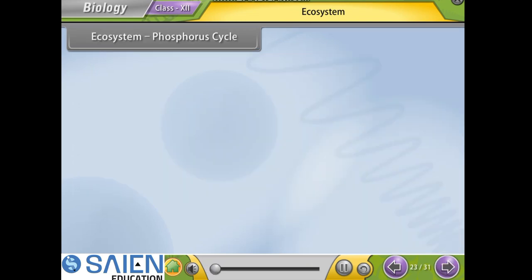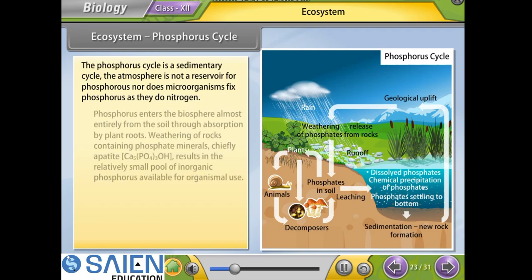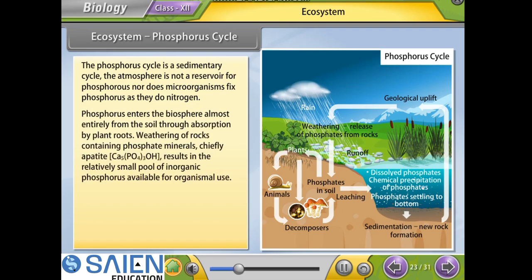Ecosystem, Phosphorus Cycle. The phosphorus cycle is a sedimentary cycle. The atmosphere is not a reservoir for phosphorus, nor do microorganisms fix phosphorus as they do nitrogen. Phosphorus enters the biosphere almost entirely from the soil through absorption by plant roots. Weathering of rocks containing phosphate materials, chiefly apatite, Ca5(PO4)3OH, results in the relatively small pool of inorganic phosphorus available for organismal use.